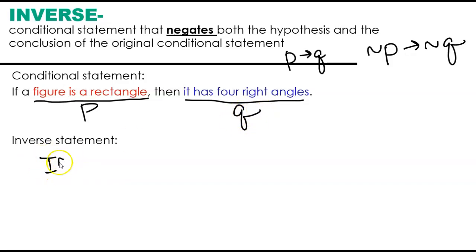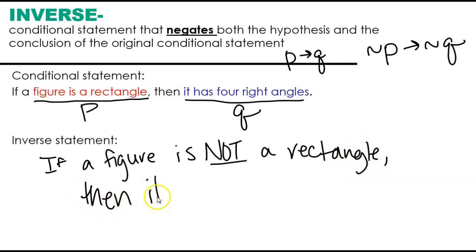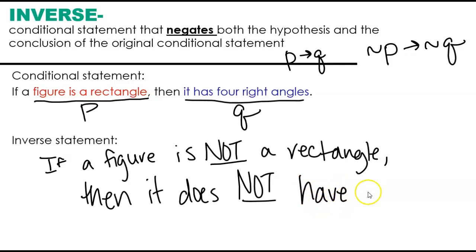So it says, if a figure is not a rectangle, then it does not have 4 right angles.